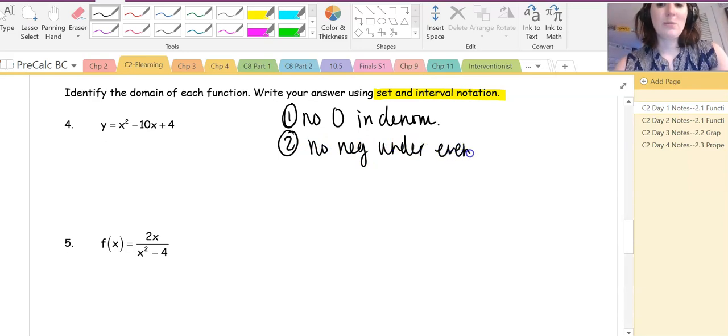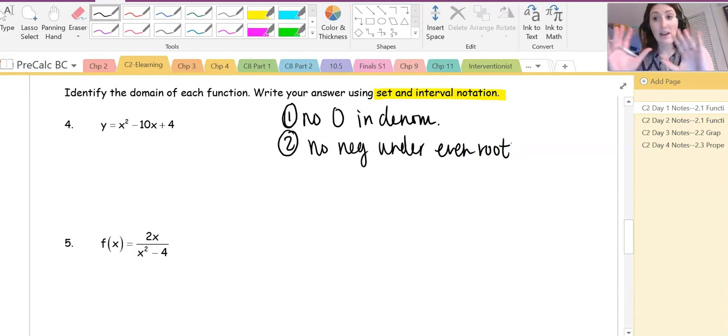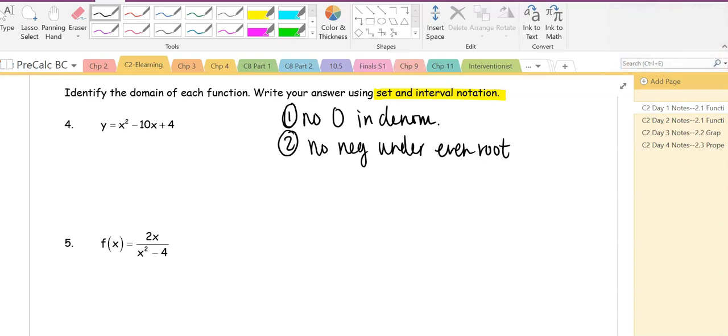Periodically, these two things combine. You have both of these situations occurring, so we're going to have to be careful about that. Basically, in general, if neither of these things are happening, then our domain is all real numbers. Okay, so number 4, for example, this is a parabola. All right, and if you think of parabola, it's a smooth curve. There really isn't anything x can't be. There's no denominator, so we can't have a 0 in the denominator, and there are no even roots.